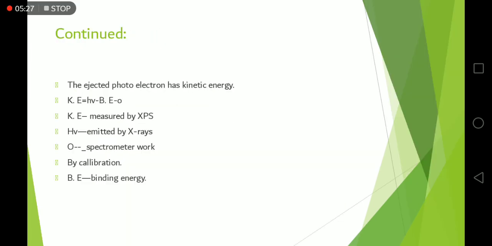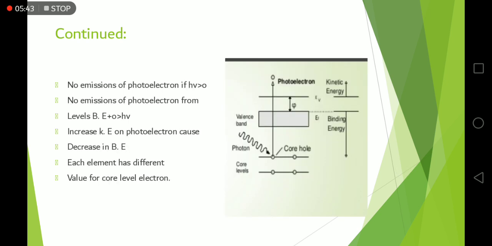Continuing, the ejected photoelectron has kinetic energy. Kinetic energy is equal to hv minus the binding energy and the spectrometer work function. The kinetic energy is measured by XPS, hv is emitted by the X-rays, and the binding energy is found by calibration. There is no emission of photoelectrons if hv is less than the binding energy.